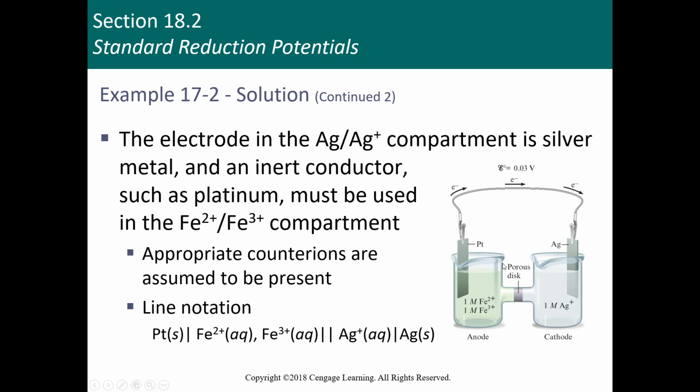We have our anode here, which we are stripping electrons away from. And that is that oxidation where we're going from iron 2+ to iron 3+. And again, that's our platinum probe right there.